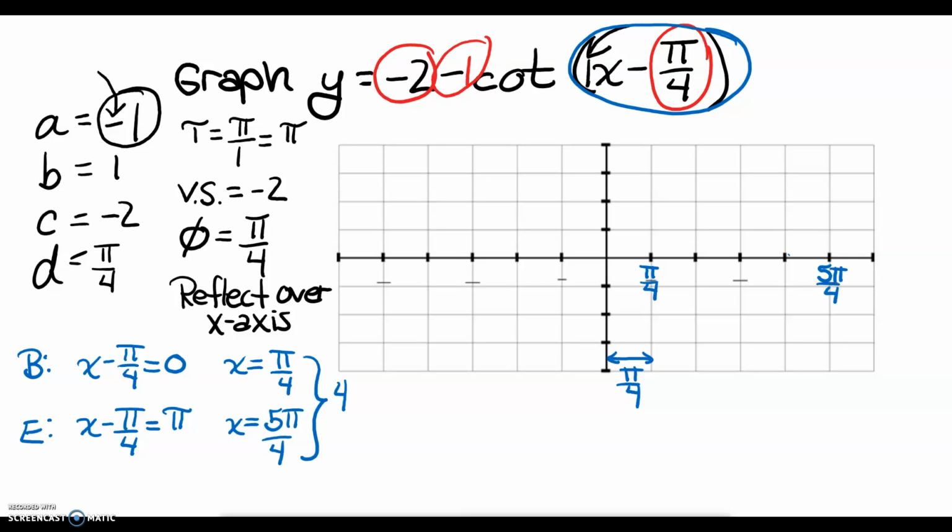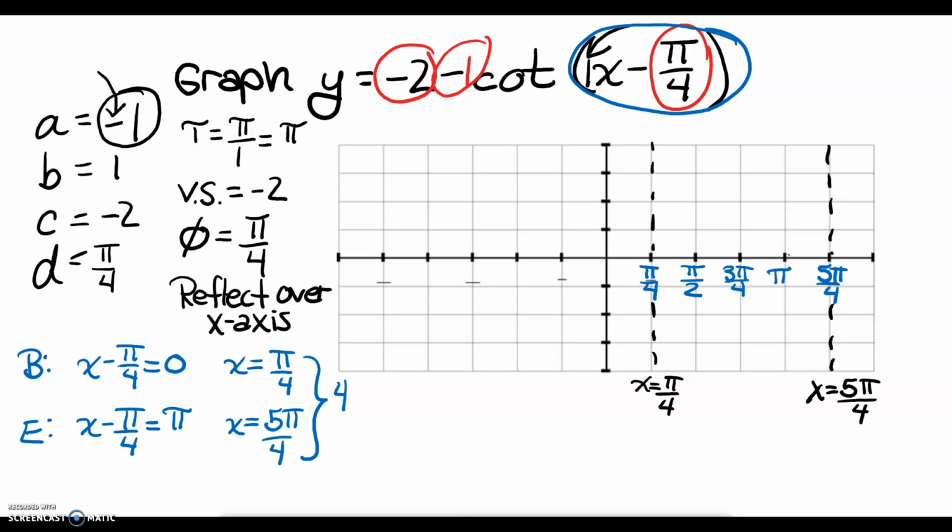And if you remember, these are our asymptotes. So let's go ahead and draw our asymptotes in. And the equation of this one is x equals pi over 4. And the equation of this one is x equals 5 pi over 4. Okay, so this is the beginning of our first period. So let's label these. And when I label these, I have 1 pi over 4, 2 pi over 4 is pi over 2, 3 pi over 4 doesn't reduce, 4 pi over 4 is just pi.